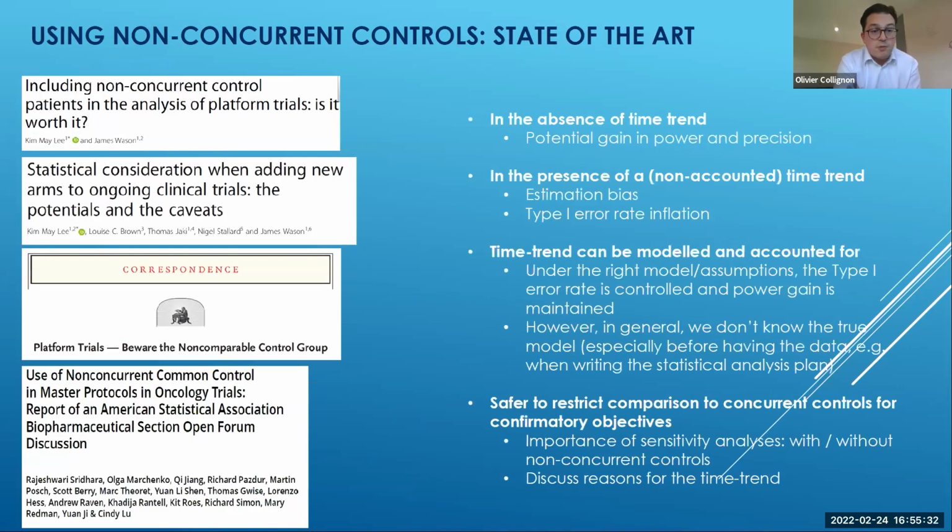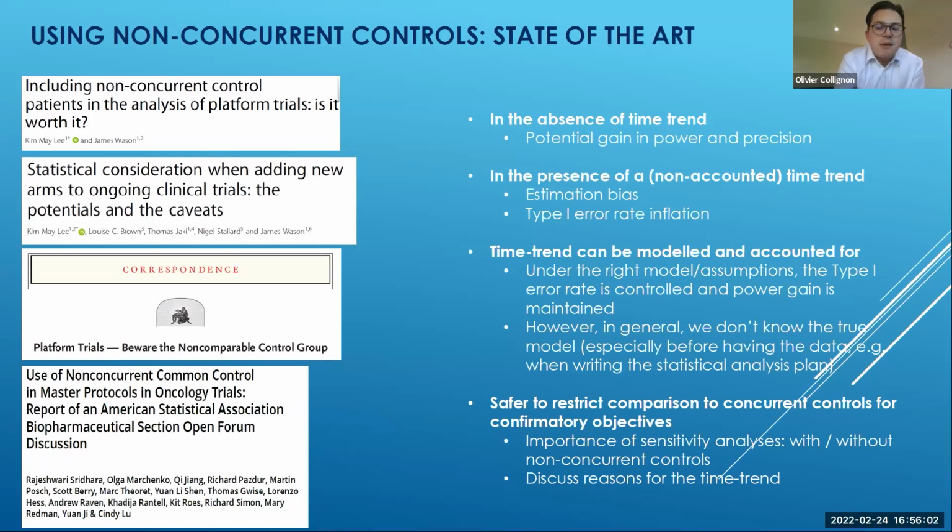Thank you. So there's a whole set of very clever people who have started to work on the topic of non-concurrent controls in platform trials, and how and when we should add them. You have them on this slide on the left-hand side, and I would like particularly to bring your attention to the last one, which has been written by the American Statistical Association. It really provides an excellent review of the different views on the matter, and you could argue that the principal components of these views are summarized here.